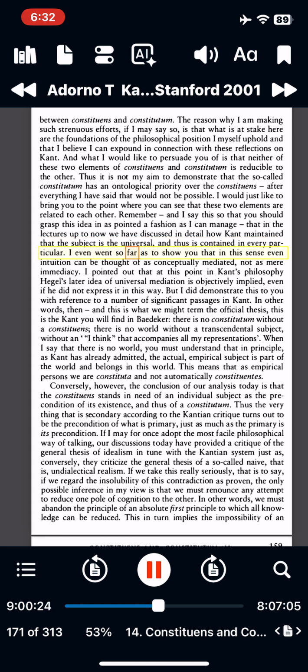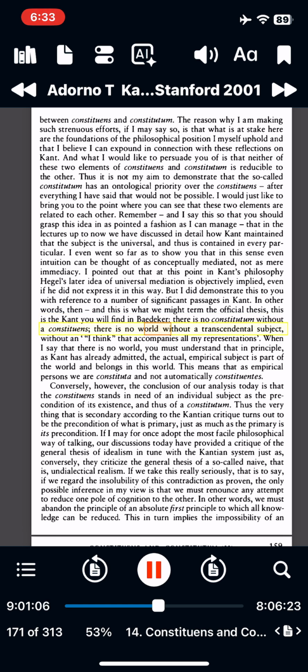I even went so far as to show you that in this sense even intuition can be thought of as conceptually mediated, not as mere immediacy. I pointed out that at this point in Kant's philosophy Hegel's later idea of universal mediation is objectively implied, even if he did not express it in this way. But I did demonstrate this to you with reference to a number of significant passages in Kant. In other words, then, and this is what we might term the official thesis, this is the Kant you will find in Baedeker: there is no constitutum without a constituens.